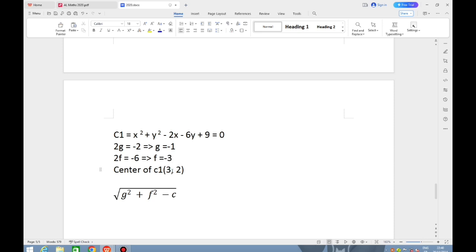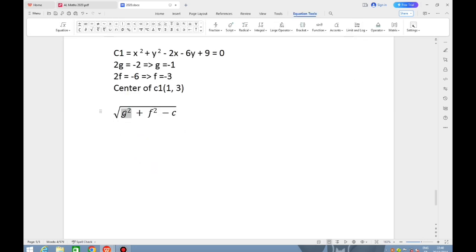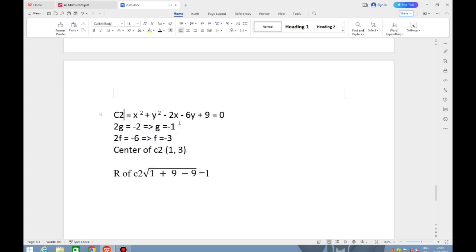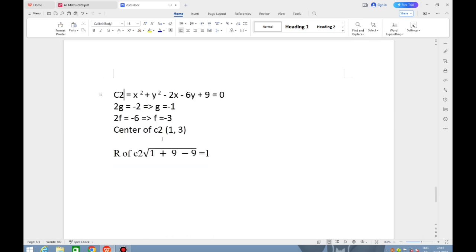The coordinates of the center are 1, 3. Now the radius is simply going to be: 1 squared is equal to 1, 3 squared is equal to 9, and c is equal to 9. This is equal to the square root of 1, which is equal to 1. That's R of C2. So this is basically it for the center and radius of circle 1 and circle 2.